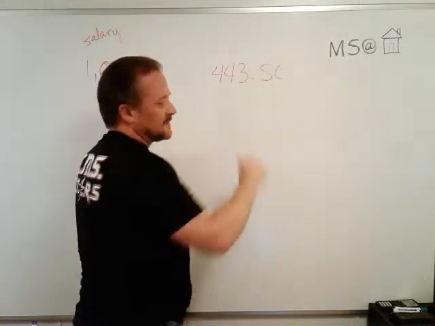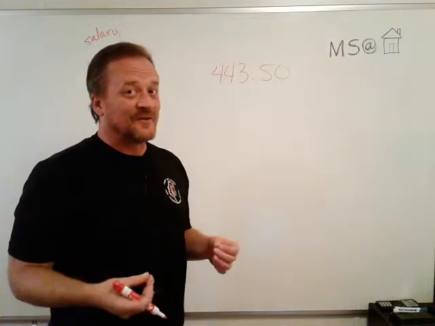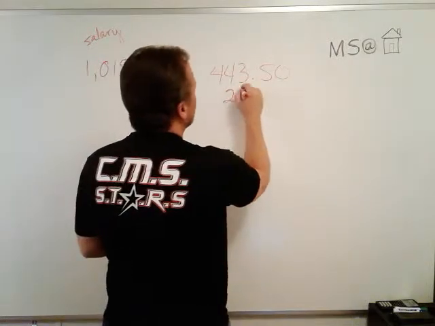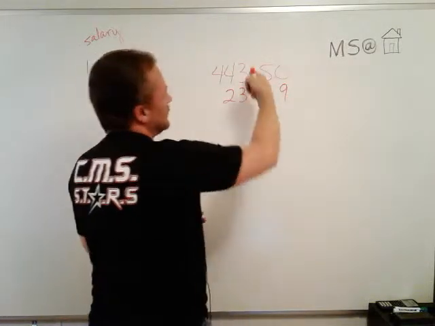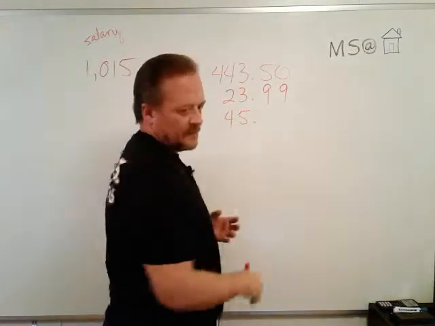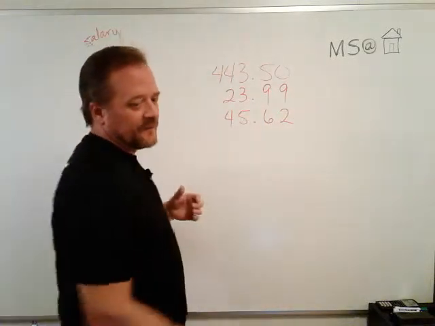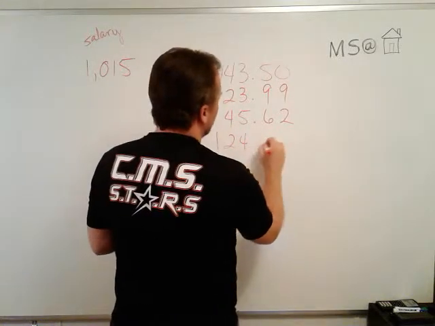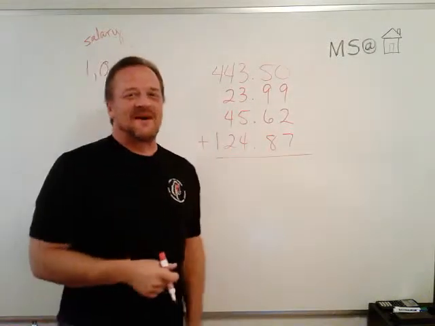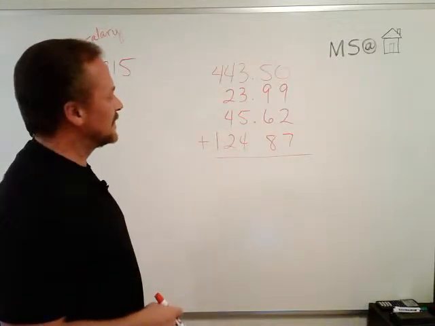$443.50, that's rent. Cable, and I'm going to set this up as an addition problem, so I'm going to make sure the decimals are lined up, okay? Cable is $23.99. Decimals lined up. Electricity is $45.62. And the last one is the groceries, $124.87. And this is an impressively stacked addition problem. But it shouldn't be too difficult. I'll just make sure I keep track of my calculations.